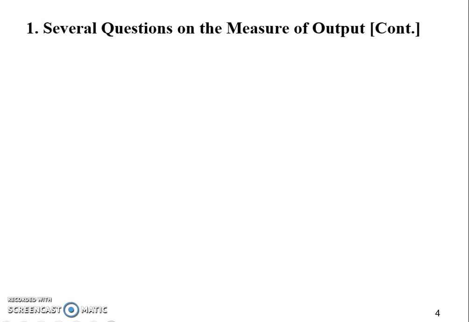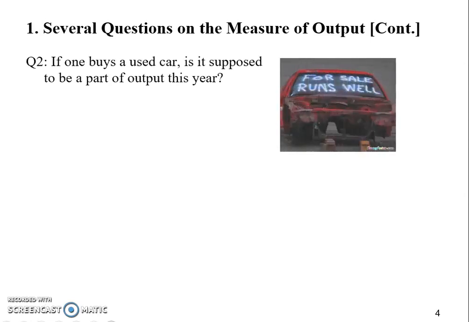Let's continue our discussion about the measure of output. Let's check out the second question here. If one buys a used car, is it supposed to be part of output this year? Again, you can pause the video and think about it.